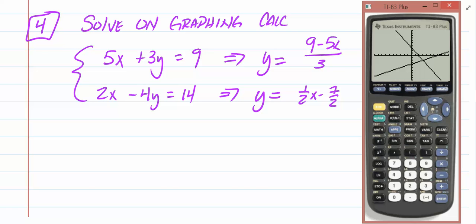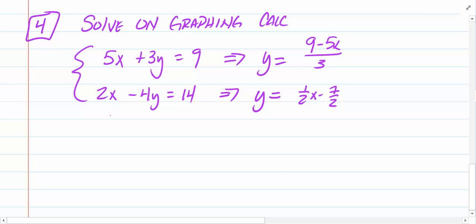Okay, great. So we're going to do intersection. Second, calculate. And we're going to go to option number 5. This is just like the quick start today. It's asking you for the first curve. So I'm already on one, so push enter. Automatically jumps to the second curve. Push enter again. And then it should give you the intersection at the point 3, negative 2. Awesome. Therefore, we can solve this system by saying the solution is at the point 3, negative 2.